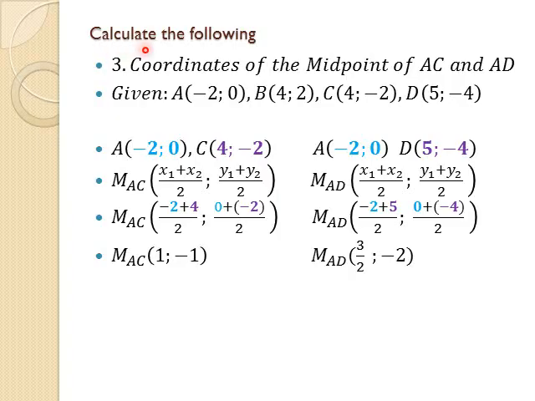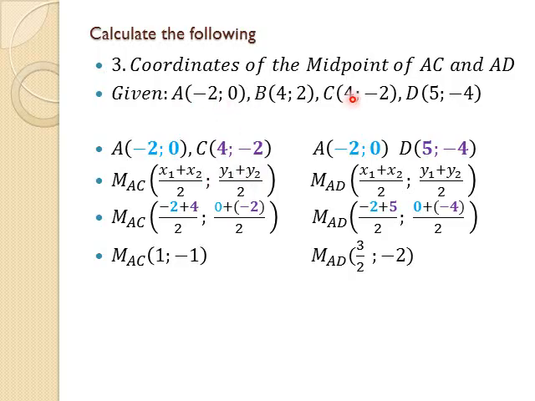Right, now calculate the following. Now we want the coordinates of the midpoint of AC and AD, meaning we want the x and y value in the middle of a line. They're given the same items. To get the midpoint, our formula reads (x1 plus x2) divided by 2, and (y1 plus y2) divided by 2.